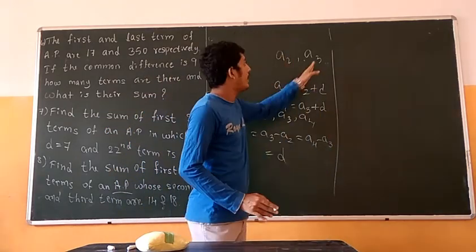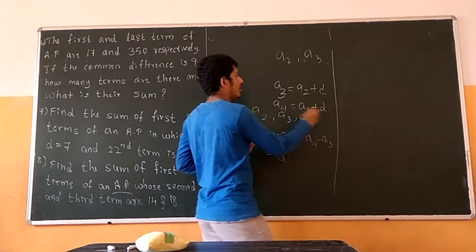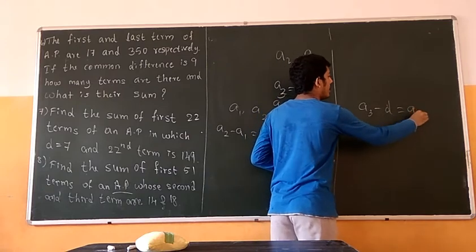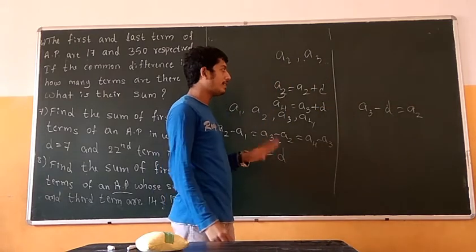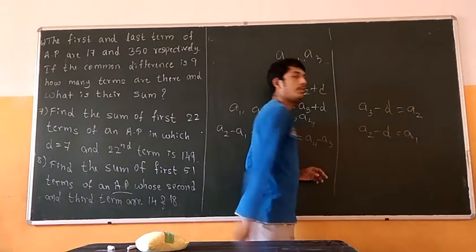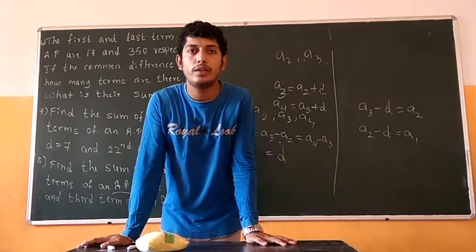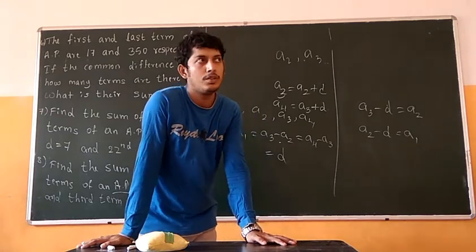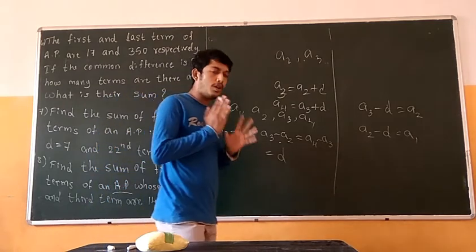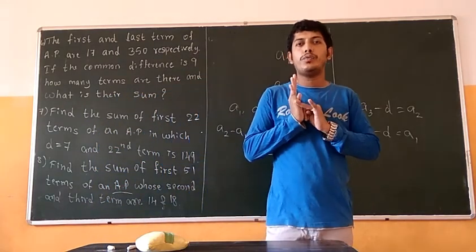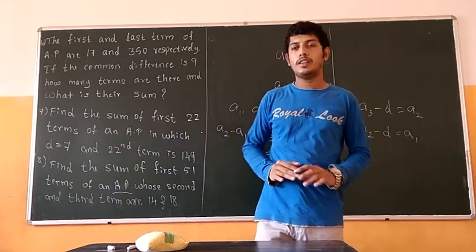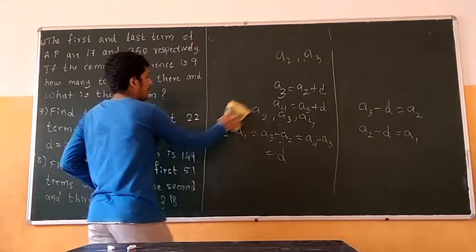So a3 minus d gives the a2 value, and similarly a2 minus d gives the a1 value. That means we can find the value of the first term. By using this method, we can find the value of a. Then we have the value of a, value of d, and value of n, so we can easily find the sum of the 51 terms. Okay, I'll solve this problem.